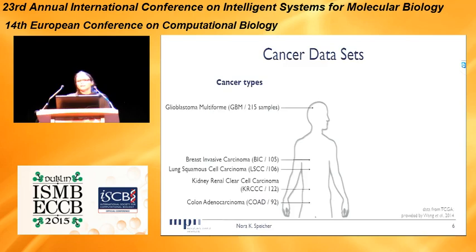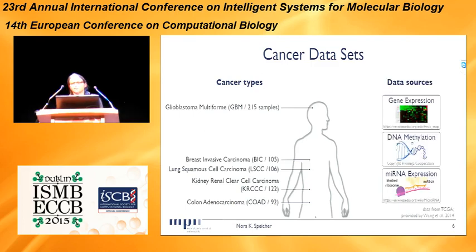We applied this methodology to 5 different cancer data sets: brain tumor, which is our largest data set, but we also have breast, lung, kidney, and colon cancer. And for each of these cancer types, we have 3 different data sources, namely gene expression, DNA methylation, and microRNA expression.